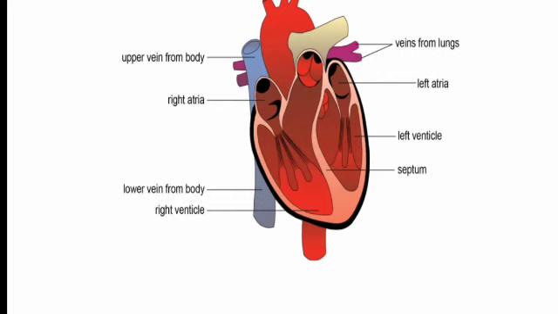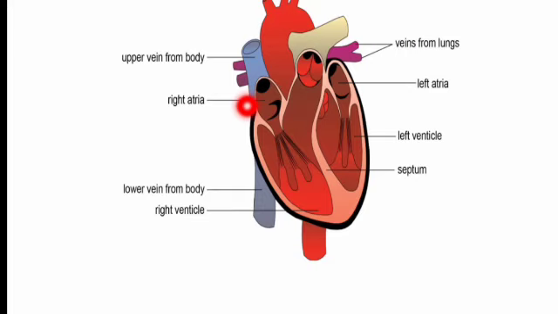The lower chambers are called ventricles, divided into right and left. Their function is to pump blood out of the heart. These ventricles are separated by septum, a wall, and the upper atria receive blood. They are also separated by septum.